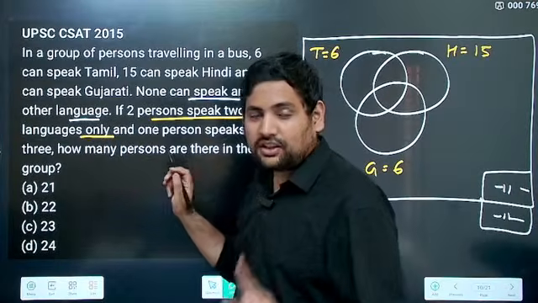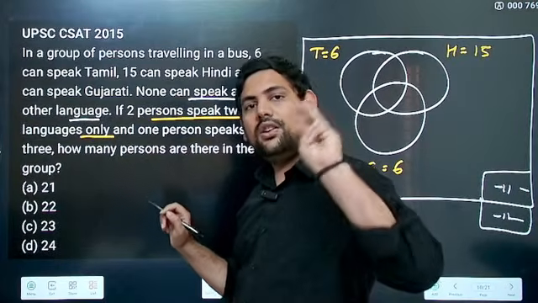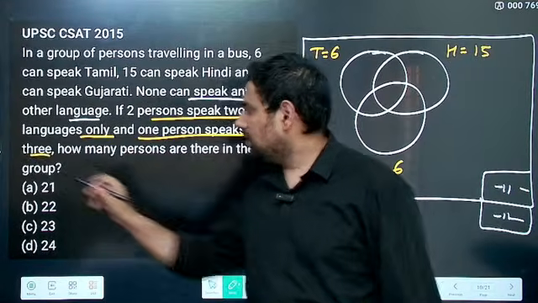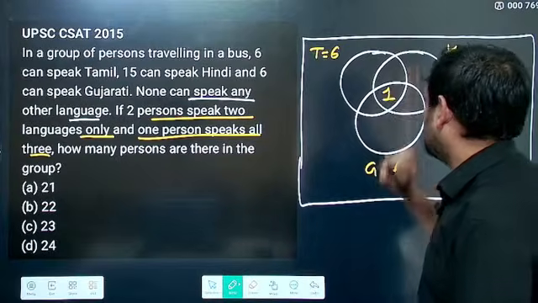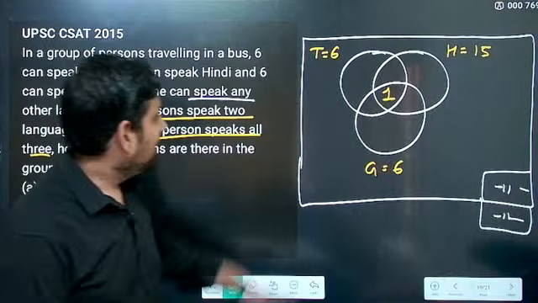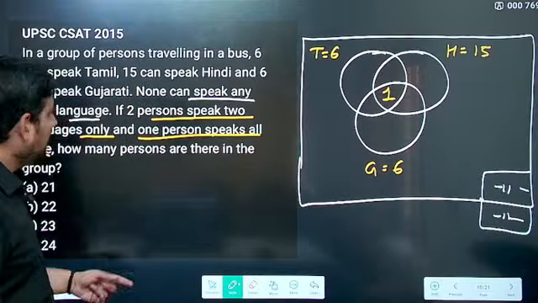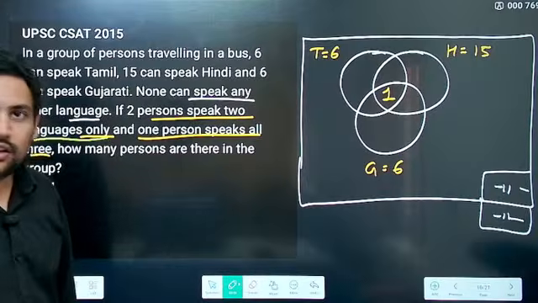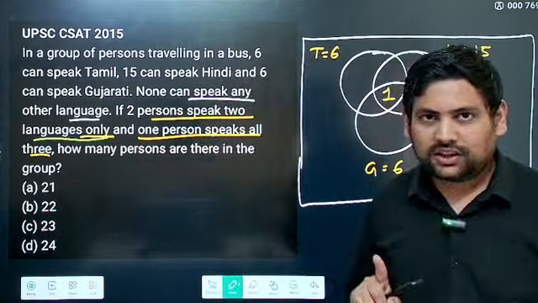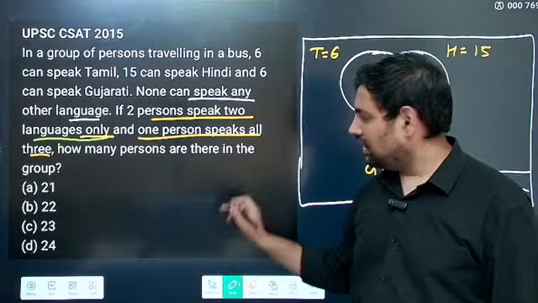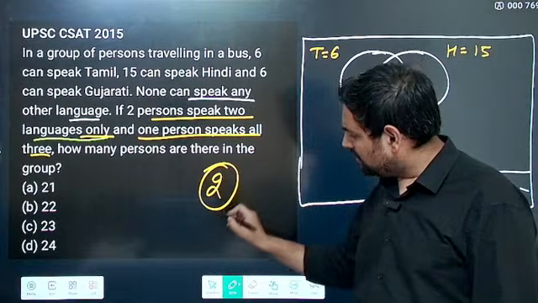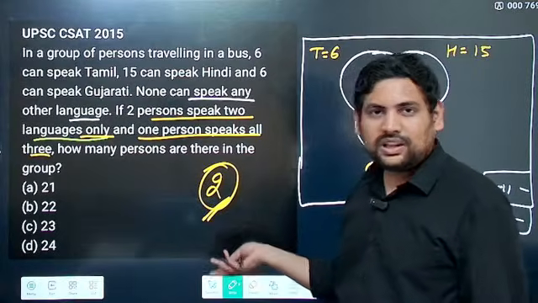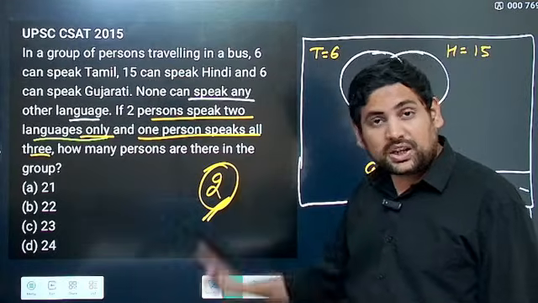Okay. But first thing, what do we search for? Who speak all three, that is at the intersection of all three, and one person speaks all three. What is this? This is one. Okay, this we have already got. Now it says there are only two people who speak two languages only. Okay, very specifically, two only. It does not mean that they may speak the third also. They speak two languages only.